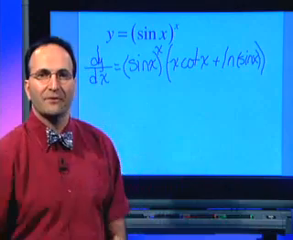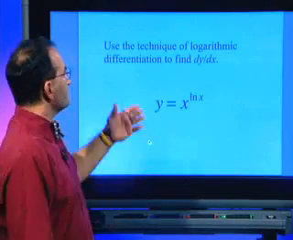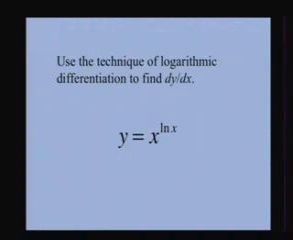Well, now it's time for you to try a problem. And here it is for you. Use the technique of logarithmic differentiation to find dy dx. And the function you're going to be working with is y equals x raised to the log of x. Pause the video while you work on this problem, and when you are finished, restart the video to check your solution.